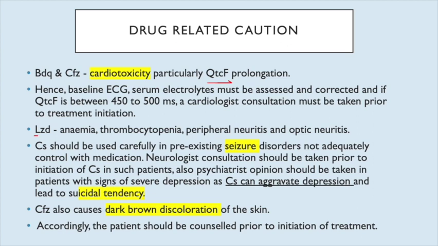Linezolid causes, we know, anemia, thrombocytopenia, peripheral neuritis and optic neuritis, specifically anemia, thrombocytopenia, very important to monitor. Cycloserine to be used carefully in seizure disorders and depression patients because it can cause suicidal tendency. Clofazimine causes dark brown discoloration of skin. Please tell your patient that this is going to happen and counsel him.